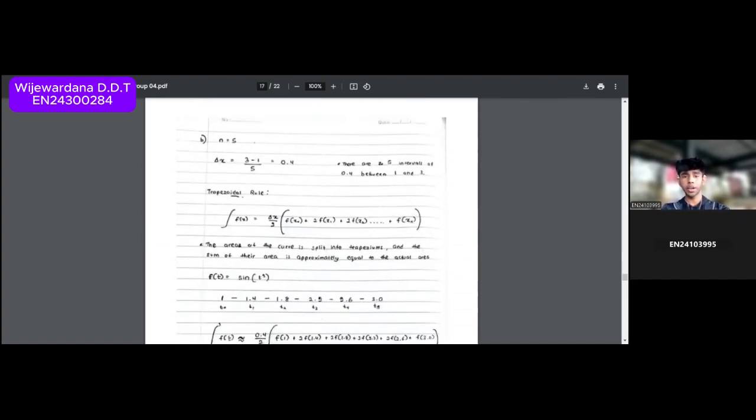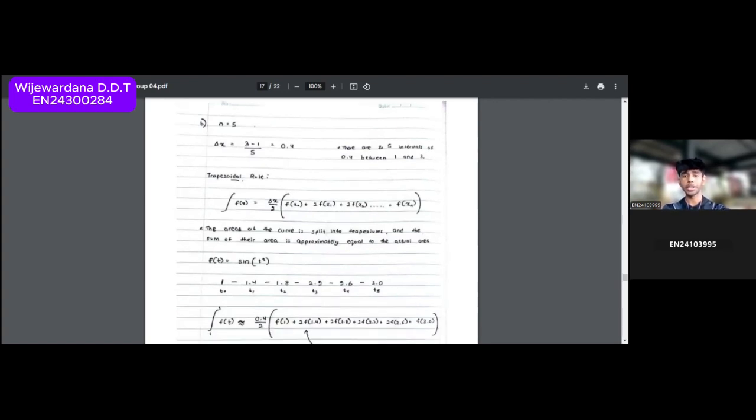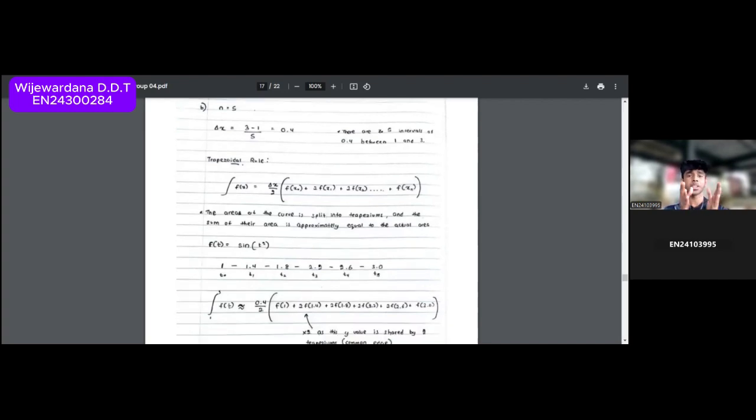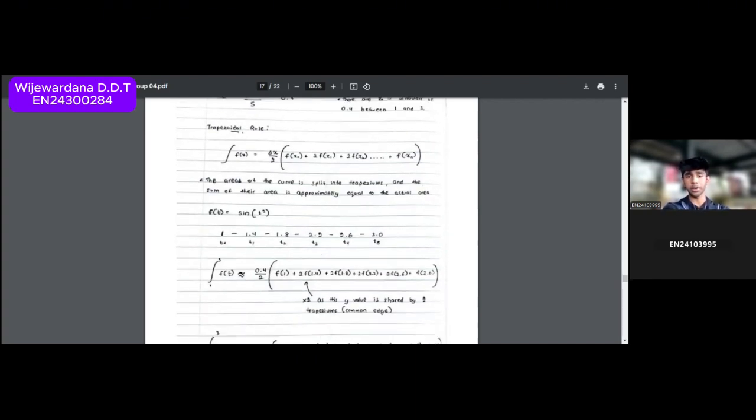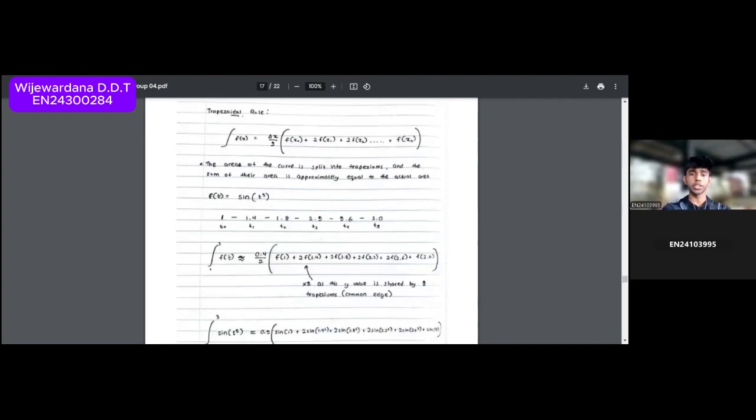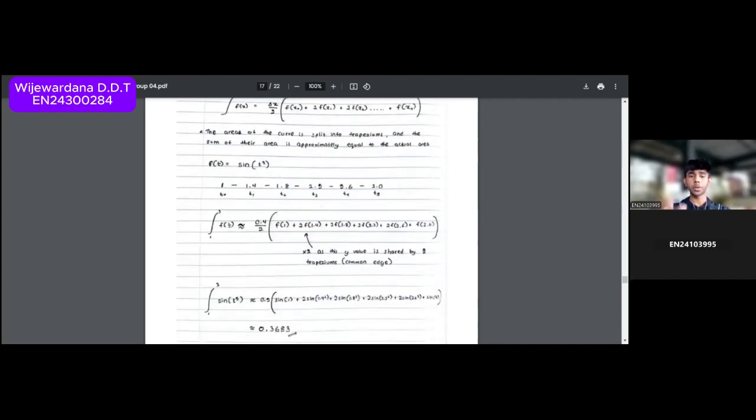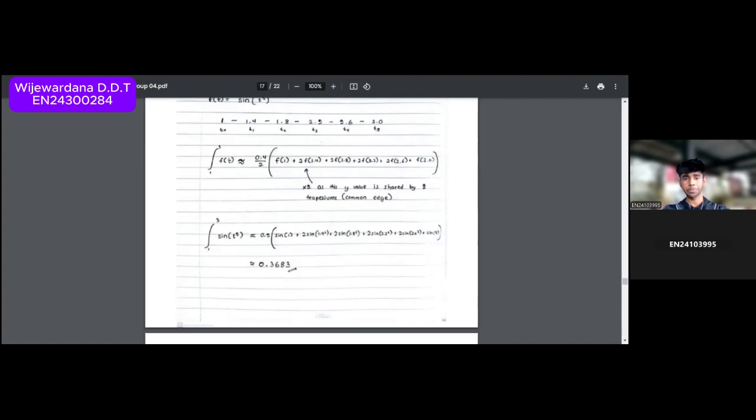Next, we have the second part, where we have to use the trapezoidal rule to approximate the area under the graph. To do this, we split the interval into evenly spaced parts, which in this case is 5 parts, and we sum the area of the trapezium by drawing a trapezium for each of those parts. We substitute the values into this equation. The interval is 1 to 3, and we have the values over here. Substituting that and adding them all up together, we get an approximate area of 0.3683.